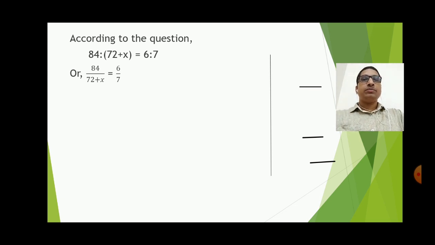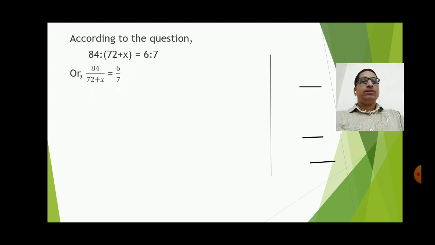When we do cross multiplication, the left side's numerator is multiplied by the right side's denominator, and the left side's denominator is multiplied by the right side's numerator. I am telling again, when you do cross multiplication, the left side's numerator and right side's denominator will be multiplied, and the left side's denominator and right side's numerator will be multiplied.